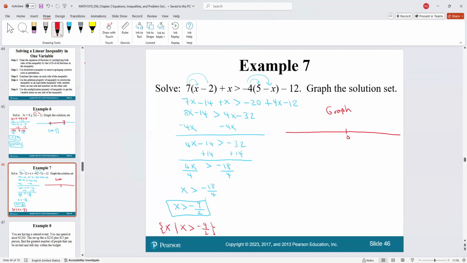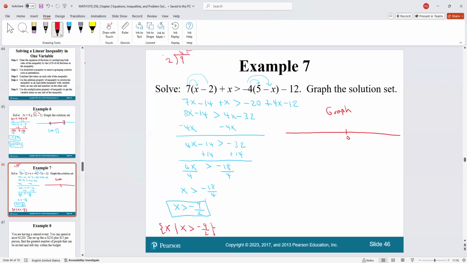Remember, 9 divided by 2 gives you 4.5, right? So we're going to have negative 1, negative 2, negative 3, negative 4, negative 5. So negative 4 here, and 9 over 2 would be somewhere here. That's negative 9 over 2.